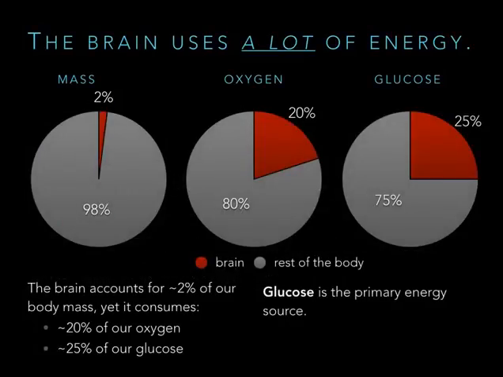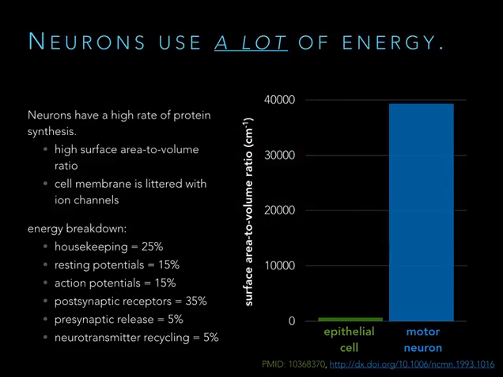All right, we're going to talk about energy. It's important to realize that our brain uses a lot of energy. When we compare the mass of our brain to the rest of our body, it's only about 2% of our total body mass. But it's going to use about 20% of our oxygen and about 25% of our glucose, with glucose being the primary energy source for the brain. So on a ratiometric level, it's using about 10 times what you'd expect in terms of oxygen and glucose. And that is because neurons themselves use a lot of energy.